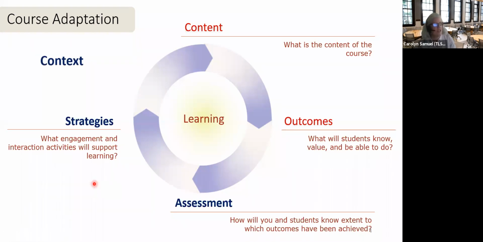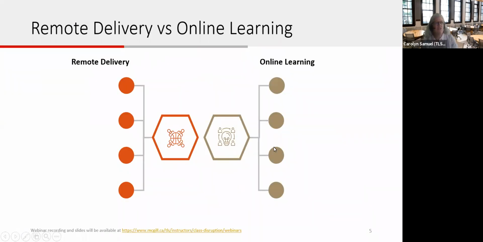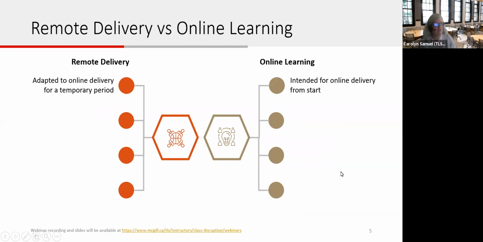We've got the animation there. So context, strategies, assessment, that's what we're going to focus on. So let's take a look first at the context. So remote delivery and online delivery. We've heard these terms before, and they should not be used interchangeably. So we're going to look at some of the differences.